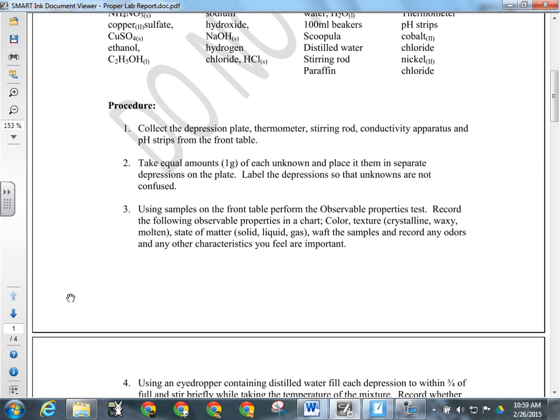So, next one here, number 3, using the samples on the front table. Not the ones in the depression plate, because they're small. Using the ones on the front table, perform the observable properties test. Record the following observable properties: color, texture, and then I explain what I mean by that: crystalline, waxy, molten. State of matter: solid, liquid, or gas. Waft the samples and record any odors and any other characteristics you feel are important.